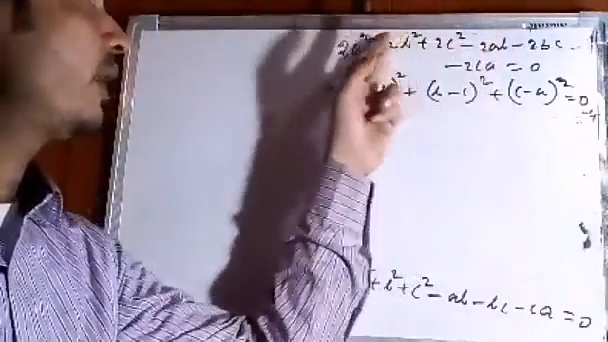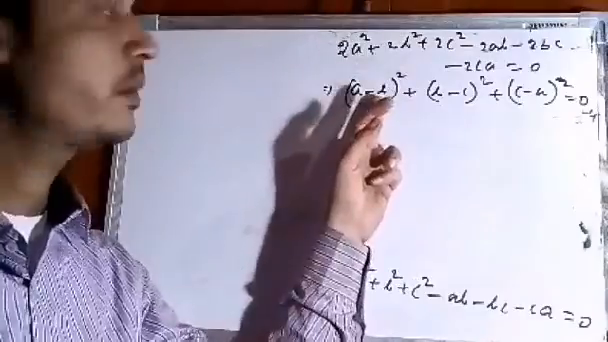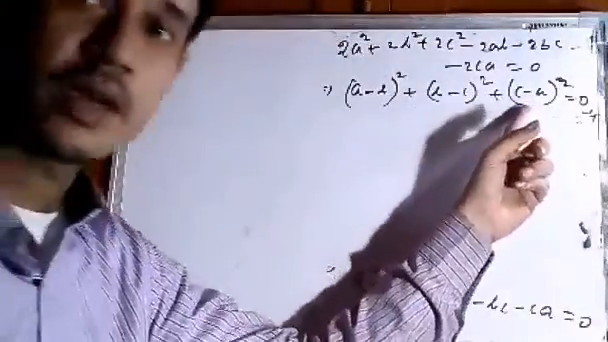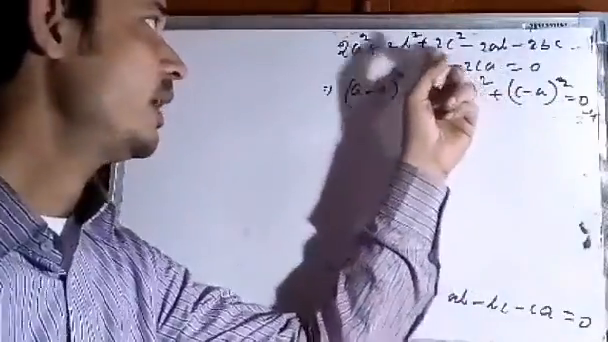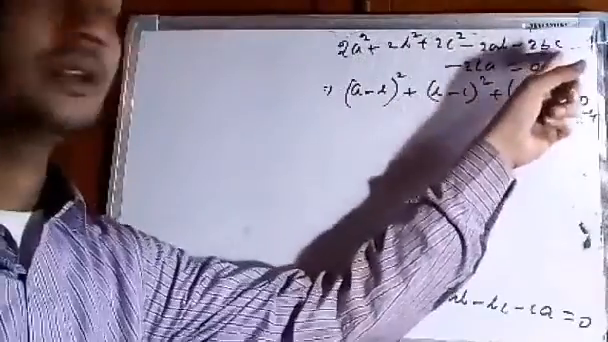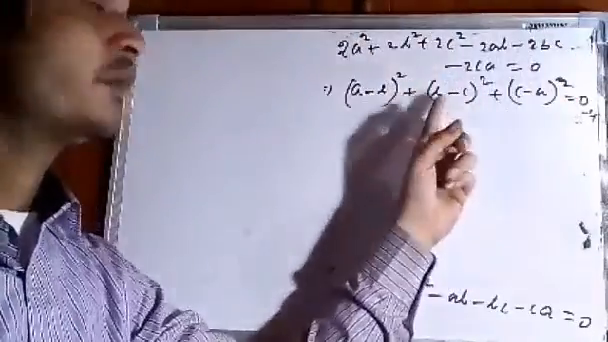What we have done, we have taken 2A square, we have taken 1A square, then minus 2AB and 1B square. So it forms A minus B whole square. We have one more A square, and this A square we have used 1, so 1A square, minus 2CA and 1C square. So we are left with 1B square and 1C square together with minus 2BC, and that forms B minus C whole square.